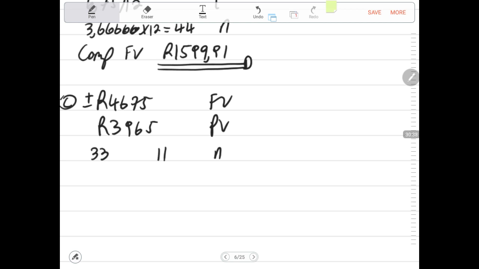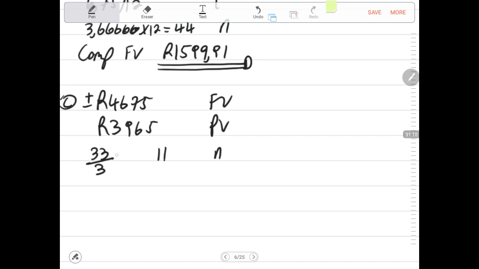It is 33 months. Now if it's 33 months, how many months do we have in a compounding period? Our compound is every 3 months, meaning every quarter. How many months do we have in a quarter? We said 3 months are in a quarter. And remember, this is in months. If this is in months, you divide by the number of months in that compounding period.